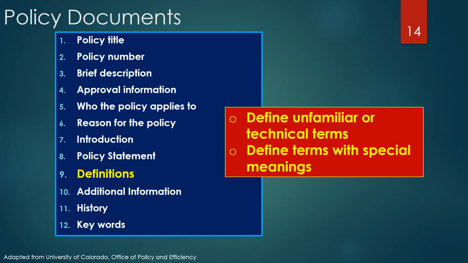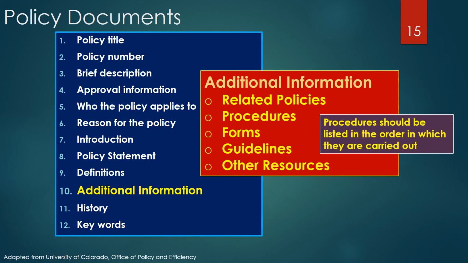Section 9 is definitions. Define unfamiliar or technical terms. Define terms with special meanings. Section 10 provides additional policy-related information, including related policies, procedures, forms, guidelines, and other resources. This section provides information that supports the policy. Procedures should be listed in the order in which they are carried out. If there is no particular order, procedures should be listed alphabetically.